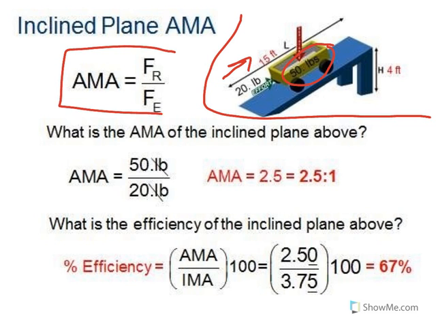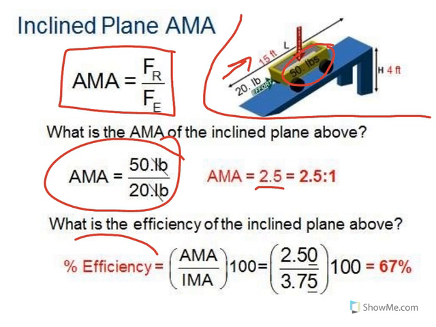Our actual mechanical advantage formula has not changed. Force of resistance over my force of effort. I plug my values in. My actual mechanical advantage is 2.5. And as with all the other simple machines, I can find out what the efficiency is by taking my actual mechanical advantage and putting it over my ideal mechanical advantage and then multiplying by 100. Once I do that, I find that this system is 67% efficient.